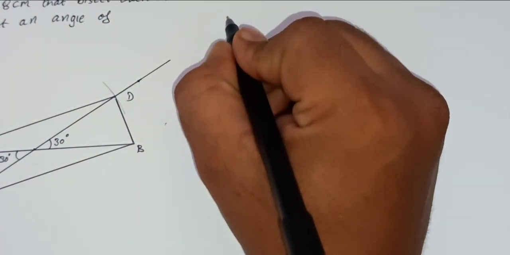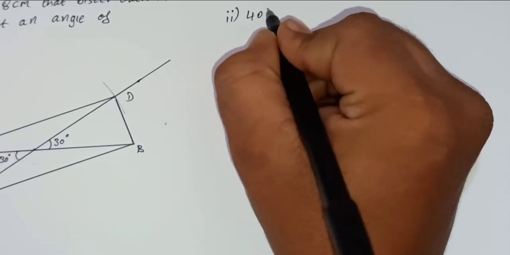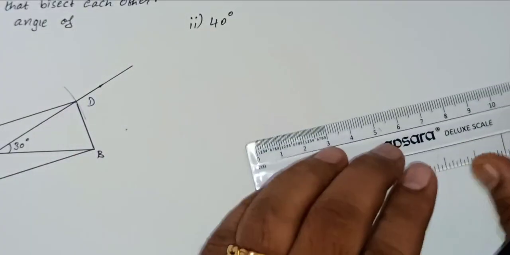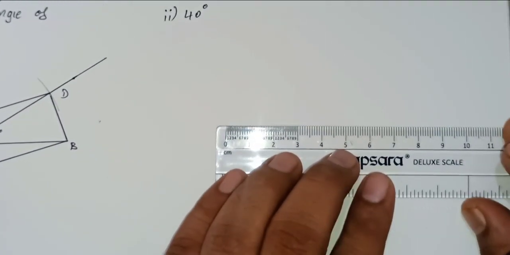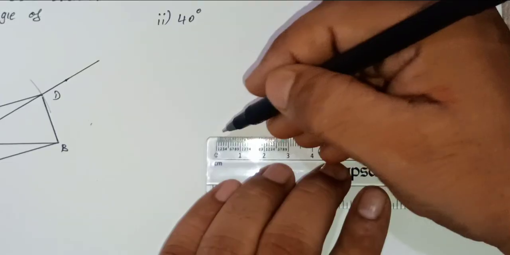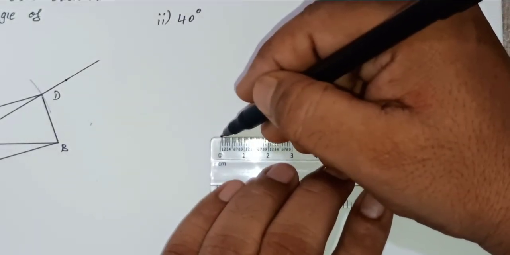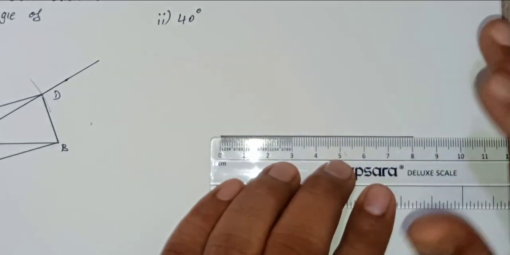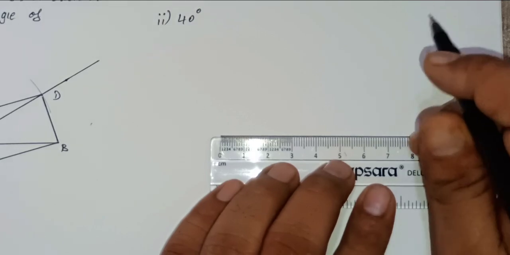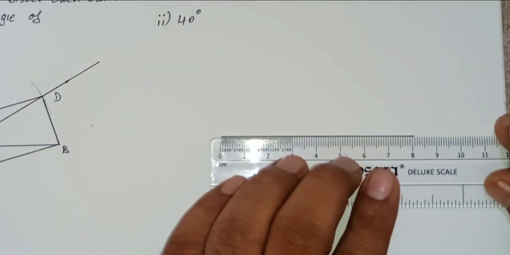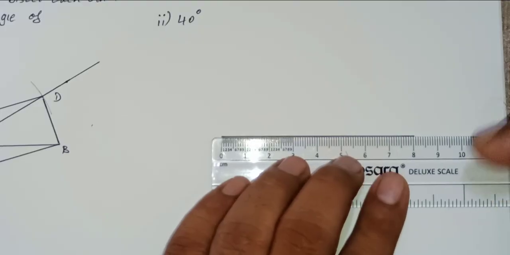Second, he has given here how much? 40 degree. Same way you can do it. Again we will take it as an 8 centimeter here. First we will draw the straight line. Children, you can draw horizontal or vertical, how you want. It's left to you, children. I'm taking this one so that it will be easy for you. Then I'll take the midpoint of this 8 centimeter.